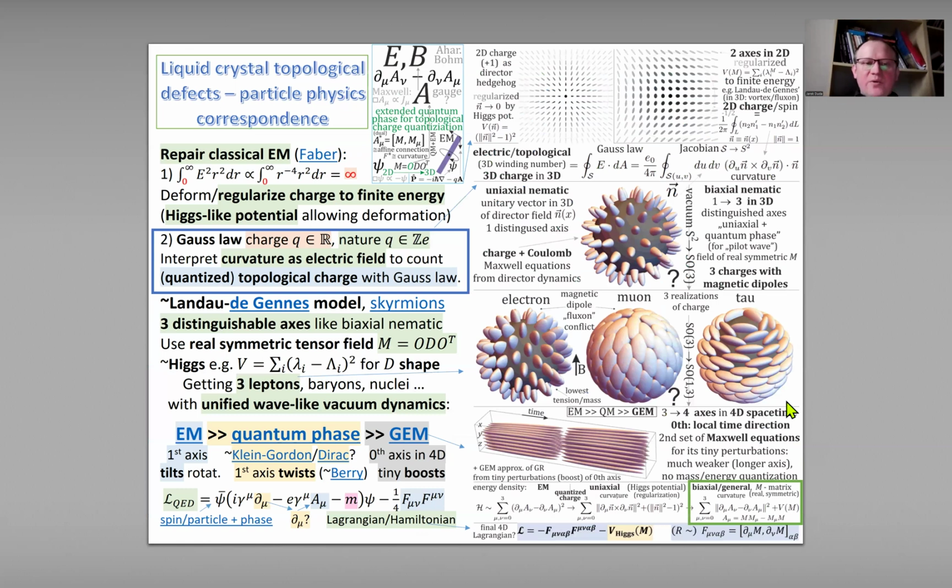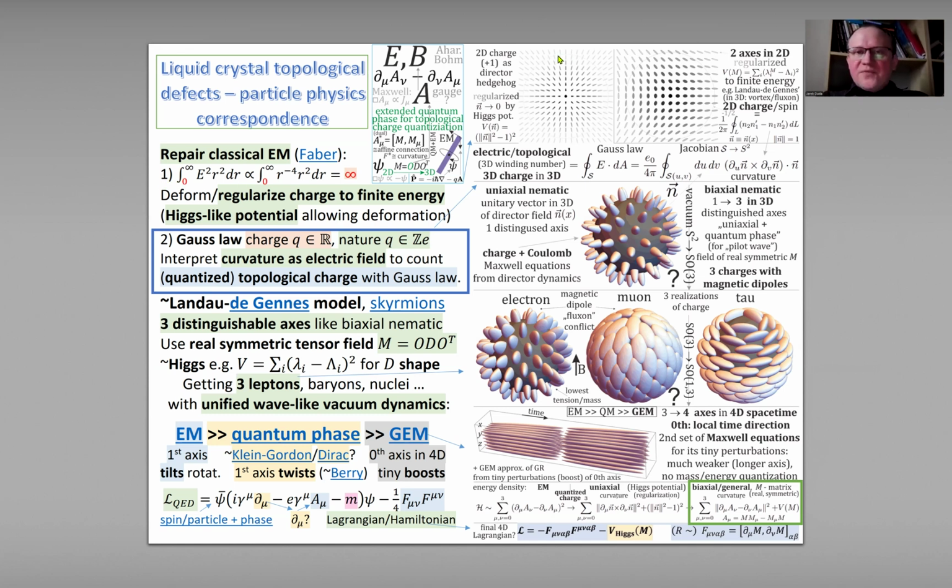Okay, so now I got to the main part. We would like to have these models of particles as liquid crystal-like configurations. So we start with the repair of these two problems of electromagnetism. One, that the Gauss law has to be quantized. So instead of the Gauss law, we use this topological version called the Gauss-Bonnet theorem. The second problem is that the charge has infinite energy, so we can repair it by this mentioned Higgs potential.